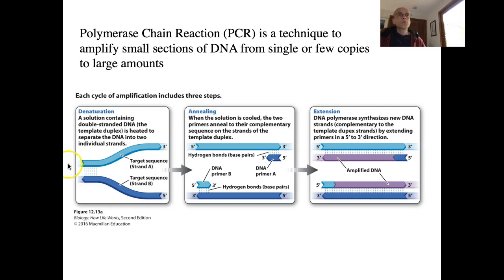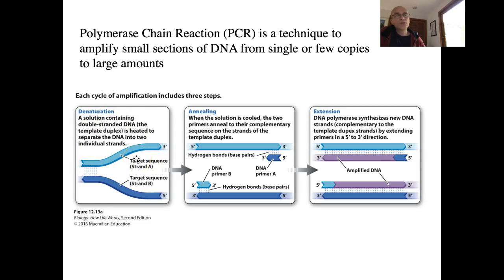So the process is broken down into 3 steps. The steps are called denaturation, annealing, and extension. And this goes in multiple rounds, about 30, sometimes 40 rounds of denaturation, annealing, extension. And then you go back to denaturation, annealing, and extension. And in every cycle, every time that you cycle around in these 3 steps, more and more and more DNA is made.